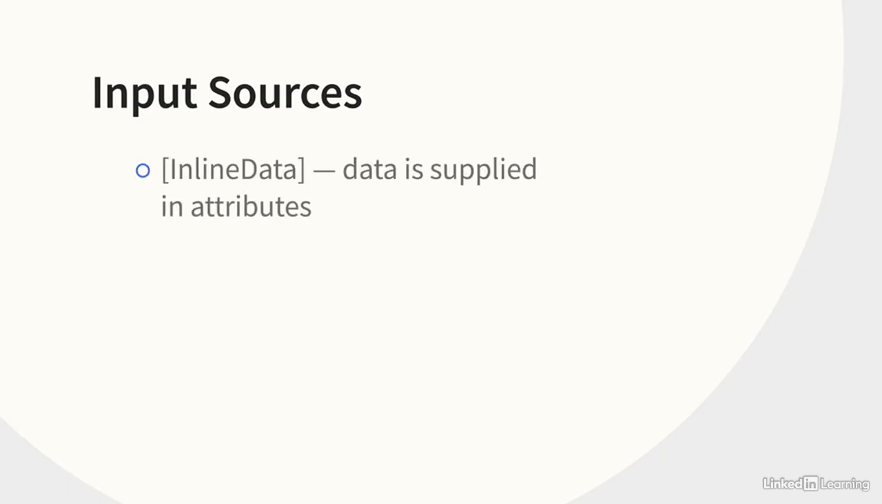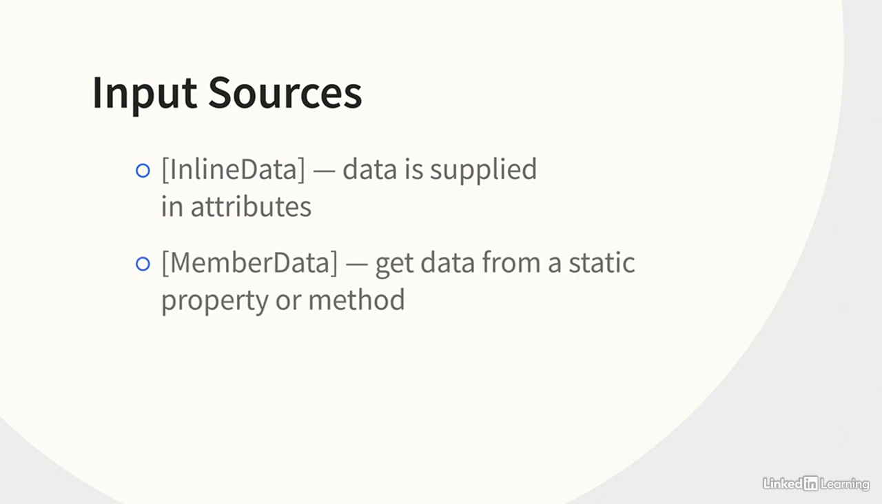There are 3 possible sources for input data for the theory. The easiest and least flexible approach is to use inline data. We add the data to attributes on the test method. The inline data attribute is great when your method parameters are constants and you don't have too many cases to test. Another approach is to use member data. Now xUnit will pull the data from a static property or method on your test type. As you can imagine, this is more flexible. Now you can write code to generate your test data.